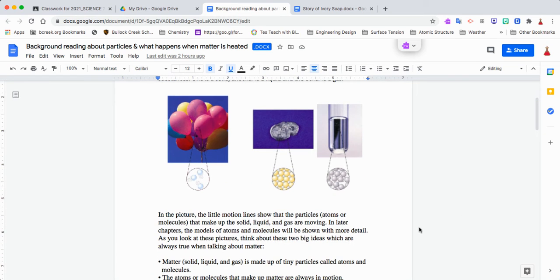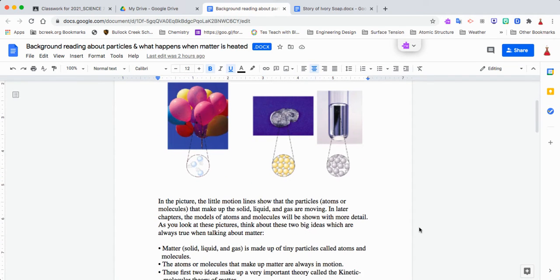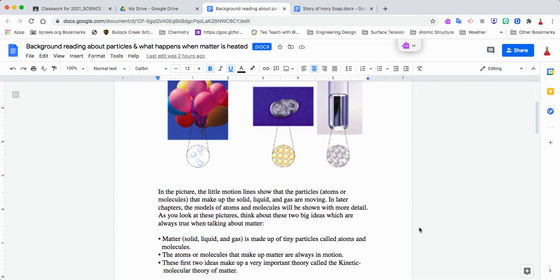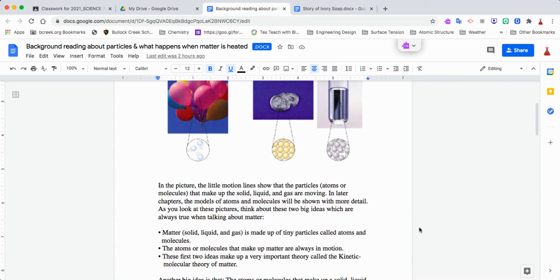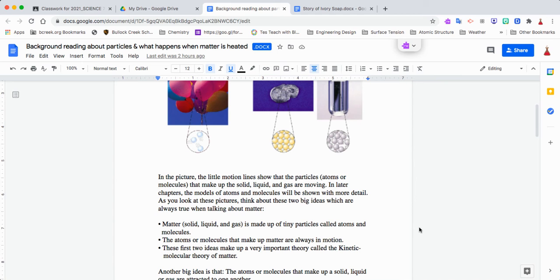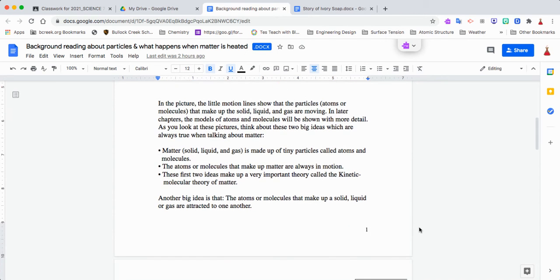In the picture, the little motion lines show that the particles, or atoms or molecules, that make up the solid, liquid, and gas are moving. In later chapters, the models of atoms and molecules will be shown with much more detail. As you look at these pictures, think about these two big ideas, which are always true when talking about matter. Matter, whether it's a solid, liquid, or gas, is made up of tiny particles called atoms and molecules. The atoms or molecules that make up matter are always in motion.